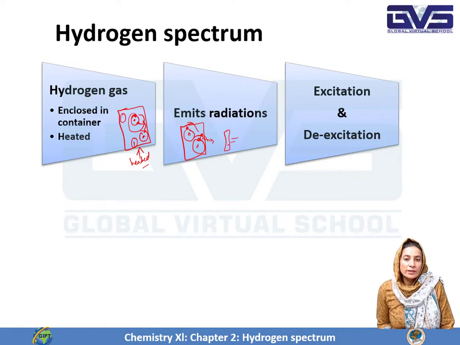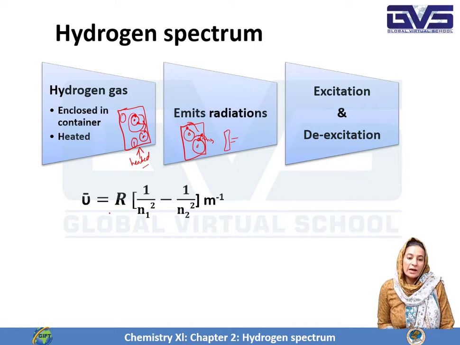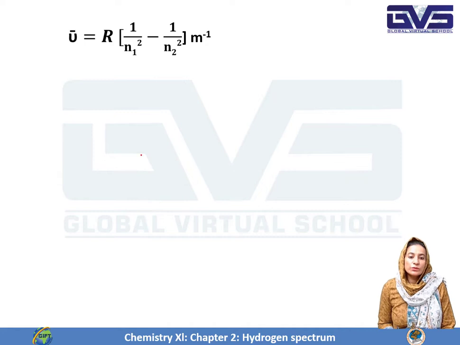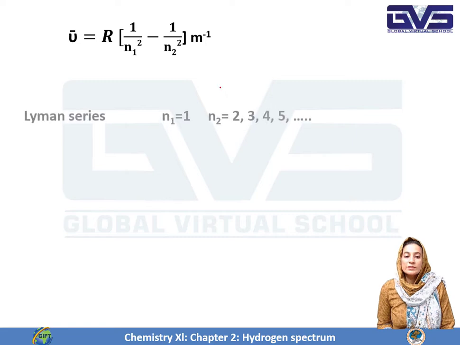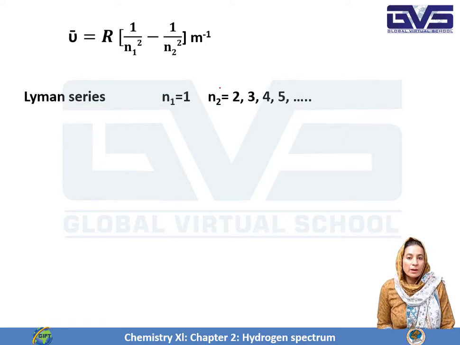And we can calculate the value of the wave number of these radiations using this equation. R is the Rydberg constant, which is a combination of different constants, and it has a constant value, and you can use this equation for calculating the different wave numbers. And we have these in the form of series, like the Lyman series, Balmer series, Paschen, Brackett, and Pfund series.